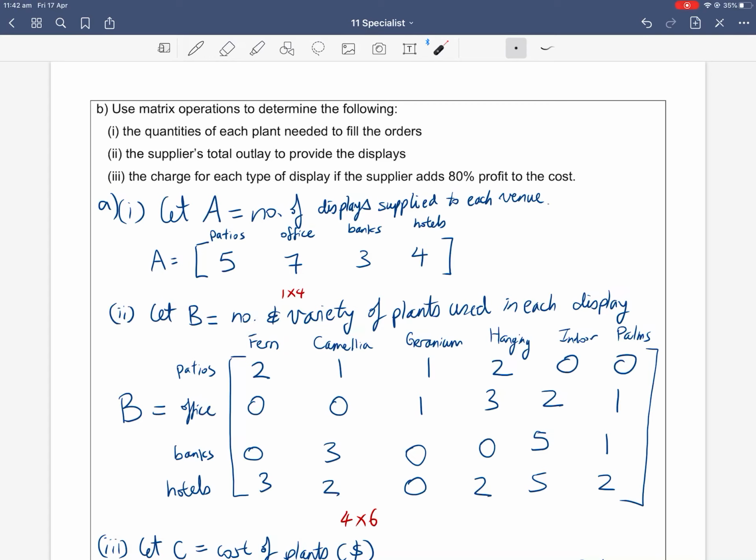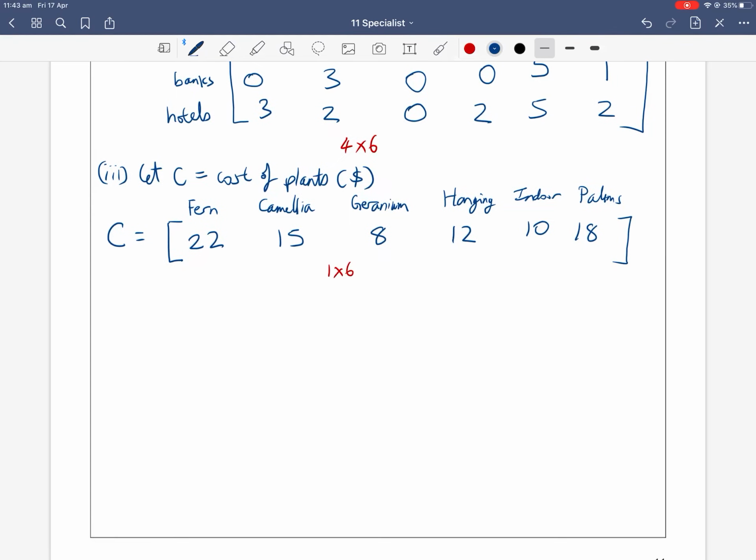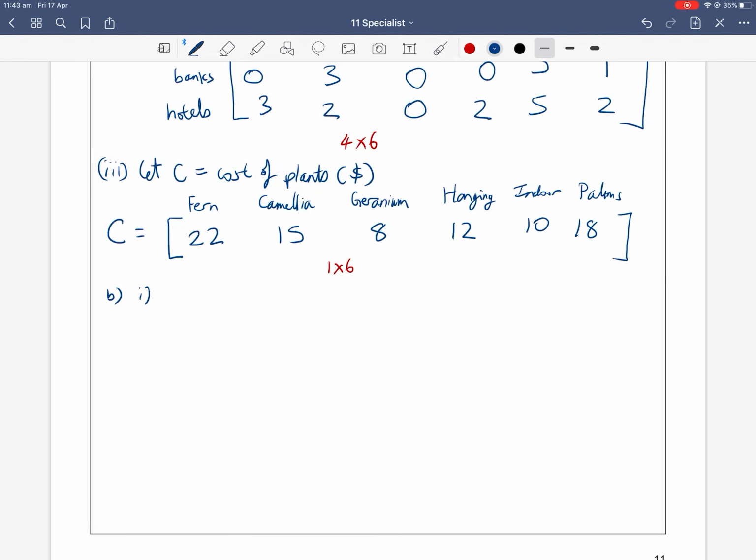So for example, if I'm trying to work out how many ferns do I need in total, well, okay, we know that patios need 2 ferns and hotels need 3 ferns and the office and banks don't need any ferns. Well, I have 5 patios for 2 ferns and hotels, I have 4 hotels for 3 ferns. So 5 times 2 is 10. Plus 4 times 3 is 12. So in total, I need 22 ferns. So that's the idea of trying to work out B part 1.